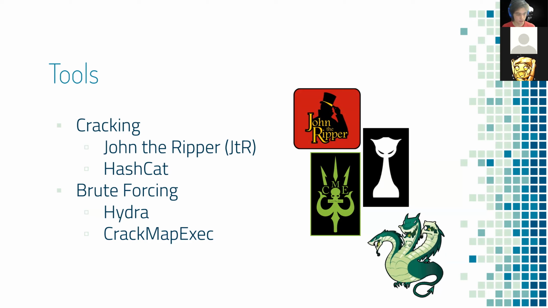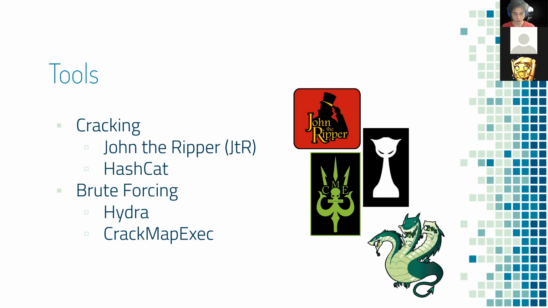John the Ripper and Hashcat are interchangeable. Same thing with Hydra and crackmap exec. The reason why we have multiple tools is because sometimes one does something that the other does not. So for example, John the Ripper, JTR, only cracks hashes, whereas Hashcat can crack hashes and also help you generate password lists. And with Hydra and crackmap, I'm going to refer to crackmap exec as CME from here on out.